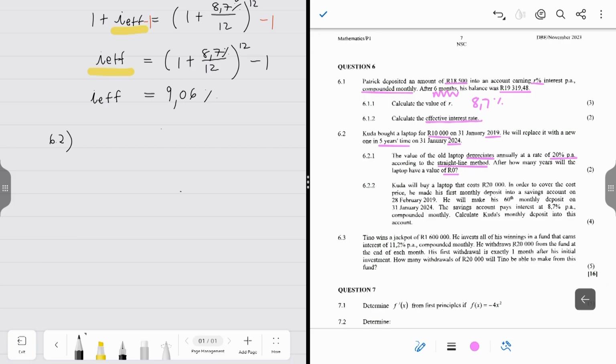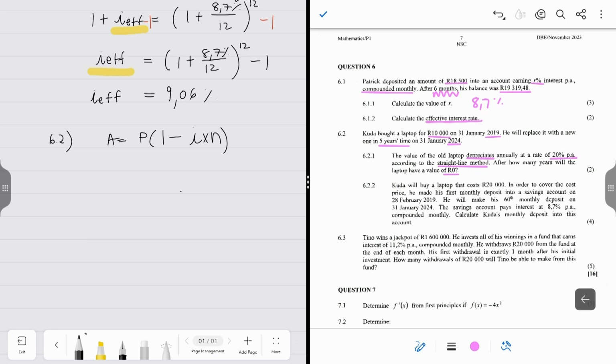After how many years will the laptop have 0 rand? So firstly, just a few things that we need to remember: this is depreciation, and it is straight line method. So we are looking at the formula A equals P 1 minus I, and this is straight line. It's supposed to be 1 minus I. And don't forget the I is going to be multiplied by n over here, not raised to the power n. This is straight line depreciation.